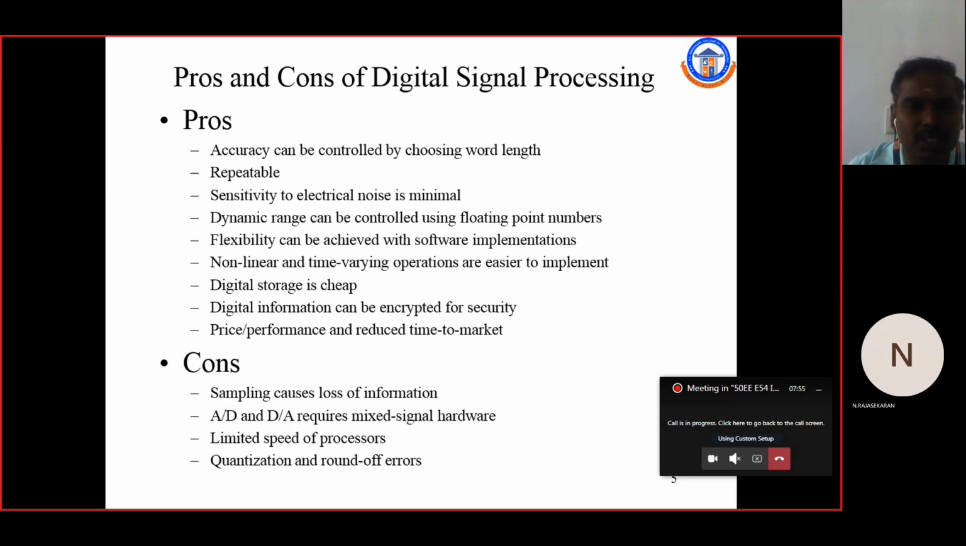So what are the advantages and disadvantages of digital signal processing? Accuracy can be controlled by choosing the word length. In an analog processor, we have a limitation due to tolerance and an accuracy issue, but here the accuracy can be controlled by choosing the word length. It is repeatable, and sensitivity to electrical noise is minimal.